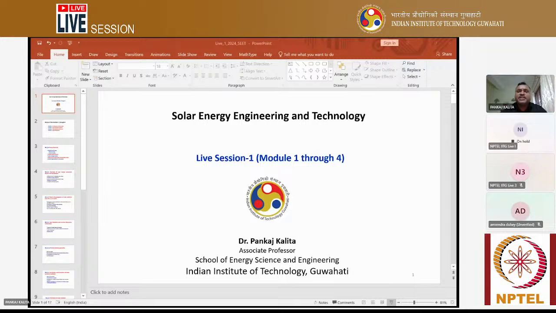Then the instruments: what are the different instruments used for radiation measurement? Primarily 3 radiation instruments are used. We have the pyranometer, which is used for measurement of global and diffuse radiation, the pyroheliometer, which is dedicatedly used for measurement of normal radiation, and then the sunshine recorder. The sunshine recorder gives the brightness of the sun, that means how long the sun radiation was bright on a particular day.